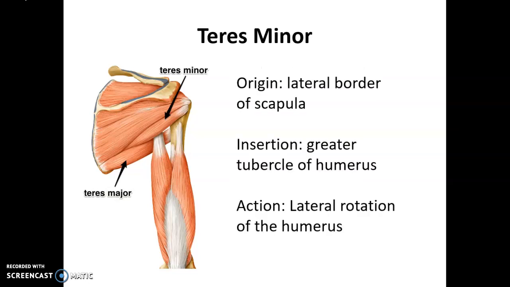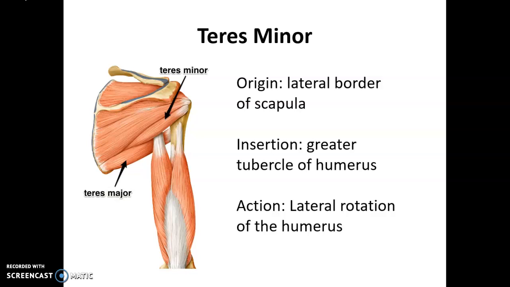The next muscle we need to talk about is teres minor. It originates from the lateral border of the scapula and inserts into the greater tubercle of the humerus. It helps in lateral rotation of the humerus. So remember that teres major and teres minor have different functions.